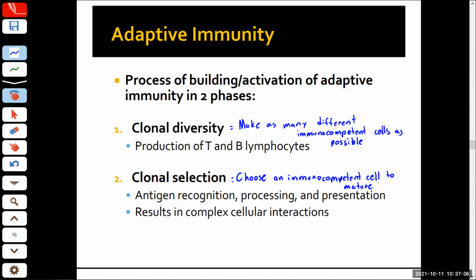Okay, so a bit of an analogy. Clonal diversity, this is you out of high school. You're technically recognized as an adult, you can do anything. You can go to university, go to college, trade school, work, whatever you want. You can do anything you want. But are you an adult yet? Barely, right? I mean, how much experience you got at 18?